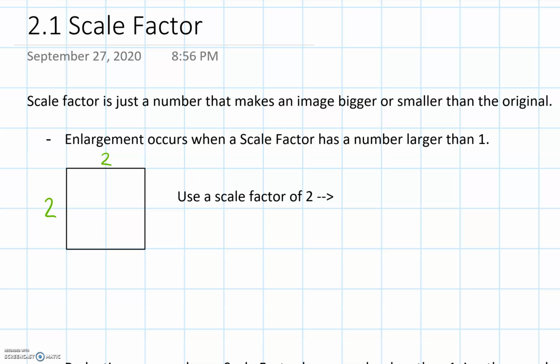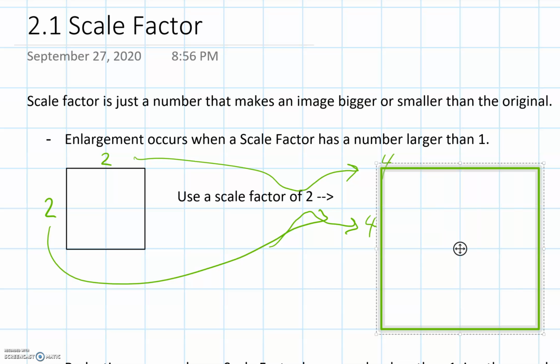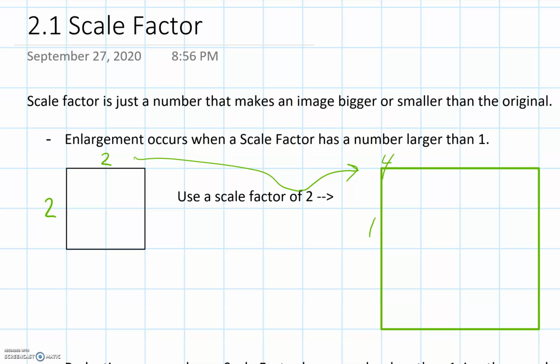So we have a side length of 2. When we double it, when we multiply it by 2, we get a side length of 4. And same thing on the other side. We double it, and then we get a side length of 4. So with that in mind, our new shape is going to have 4 by 4. There you go. And now you can see that we have 4 here, and we have 4 up here. And that's all it is to scale factor.